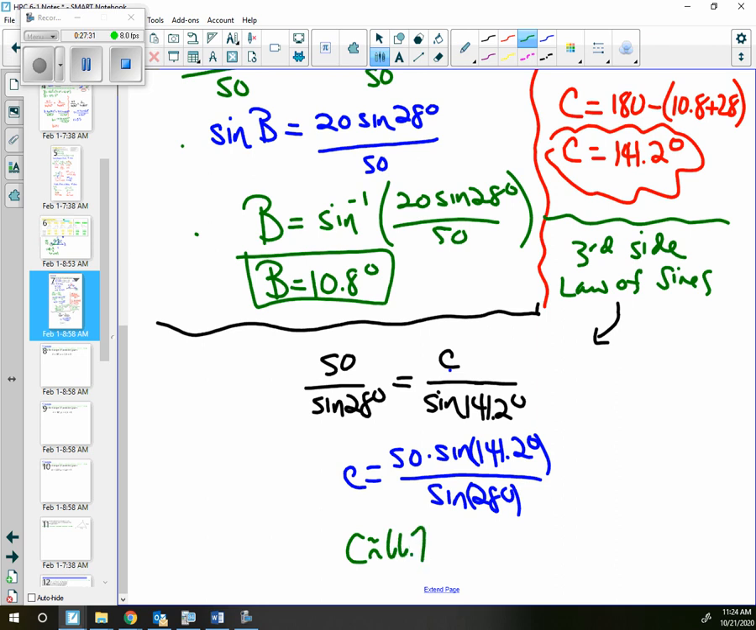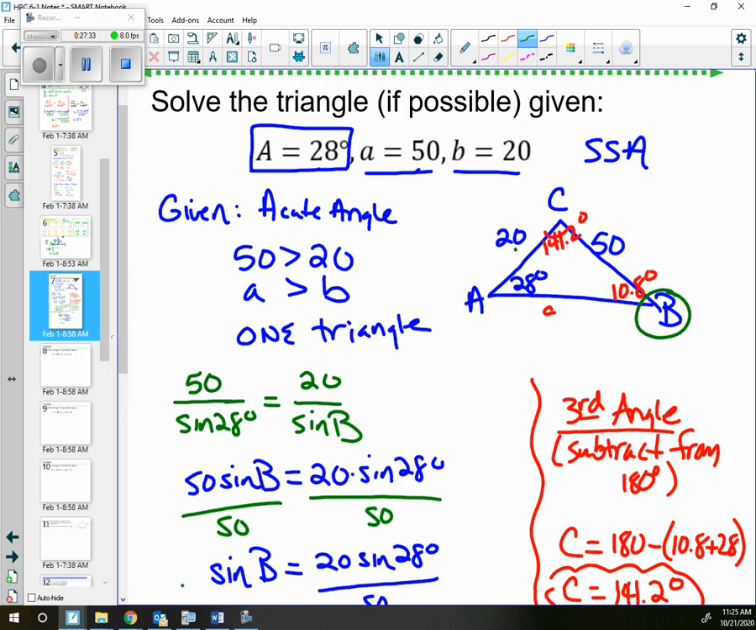I'm going to go back up to my picture. Let's check for reasonableness. This is always an important part of our conversation. Is the biggest angle across from the longest side? Sure is. Smallest angle across from the shortest side? Yep. Make sure that makes sense, because if you've typed anything in wrong, that's a great place to check for reasonableness. So this was an acute triangle. The angle that we were given was acute, but the side opposite the angle was bigger. One triangle, I know for sure, and I can go ahead and solve using law of sines.